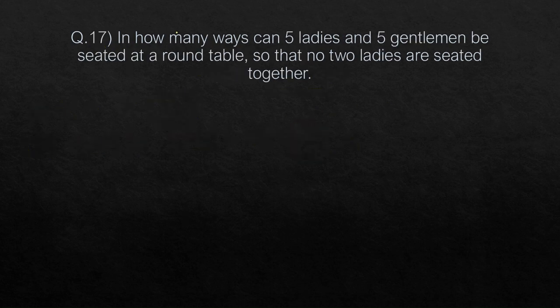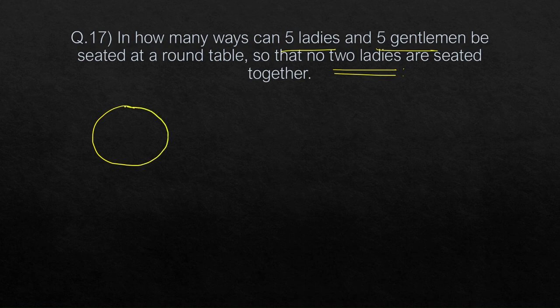Now in the 17th question, what they say is, in how many ways can 5 ladies and 5 gentlemen be seated at a round table so that no 2 ladies are seated together? So here the condition is that no 2 ladies are supposed to sit together. Now this question can be a bit peculiar if we read it for the first time, but it is simple. What we'll do is we'll simplify the cases.